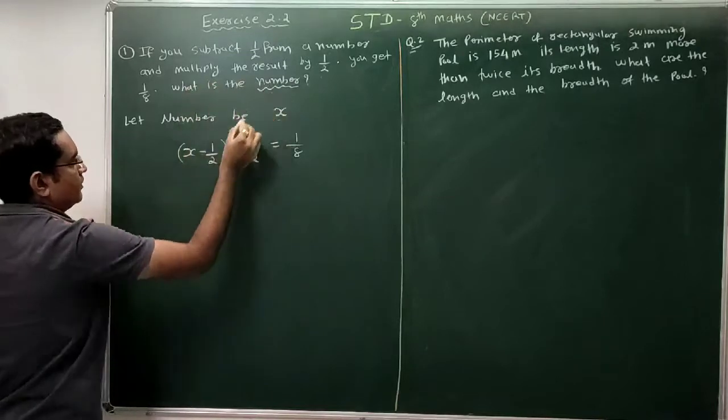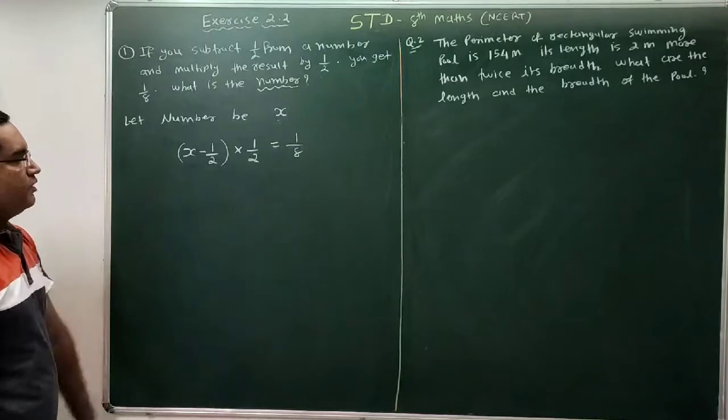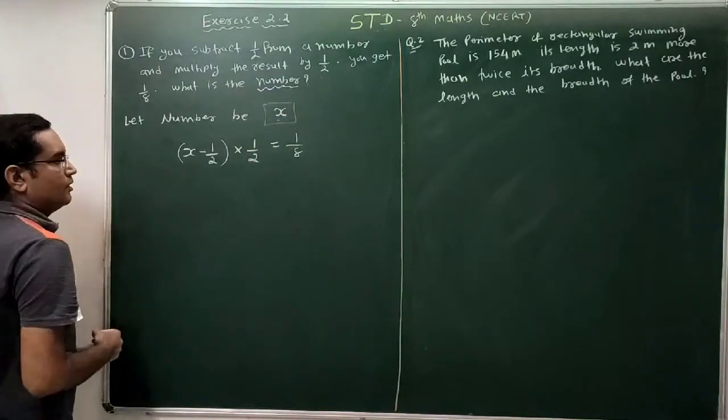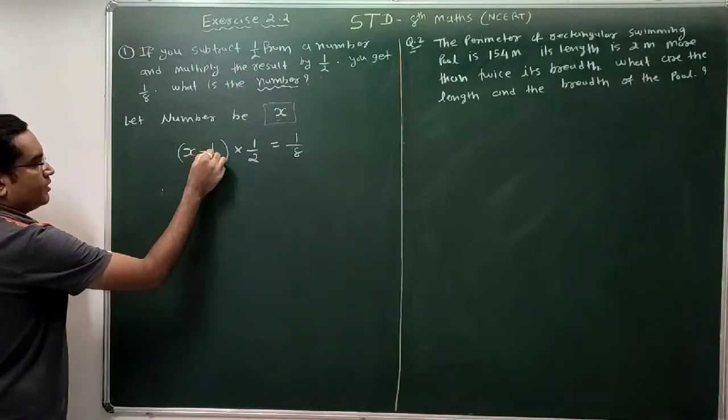So what is the number? So what is x? This is one equation. You have to solve this equation. You will get the value of this x. That x is your number. Clear? So now, this is x minus 1 by 2.